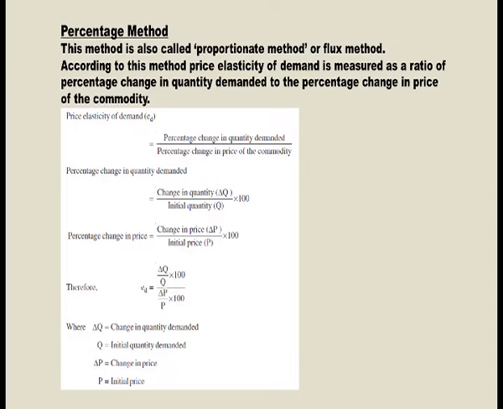Elasticity of demand is denoted by ED. ED is equal to delta Q by Q into 100 divided by delta P by P into 100. Here, delta Q stands for change in quantity demanded, Q initial quantity demanded, delta P change in price and P initial price. So, we get the formula like this, delta Q by Q into P by delta P. This is the formula for calculating price elasticity of demand by percentage method or proportionate method.